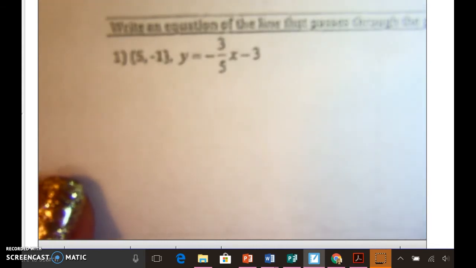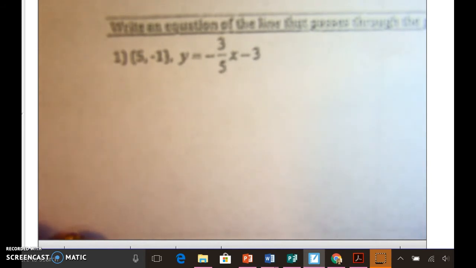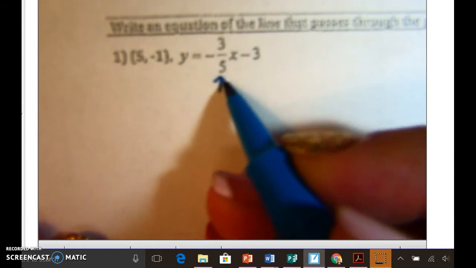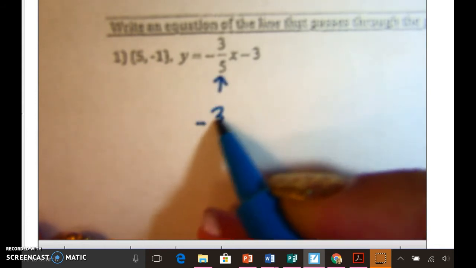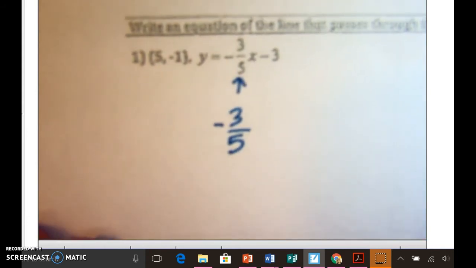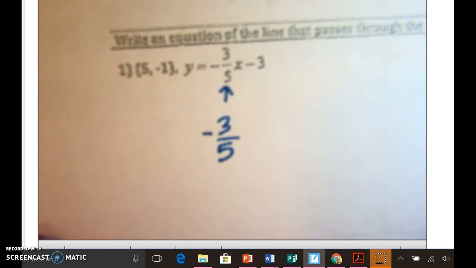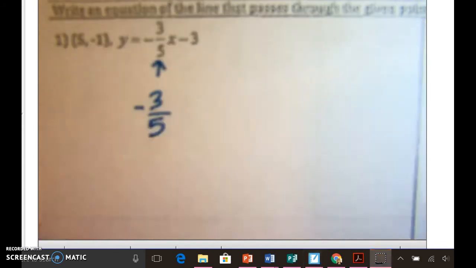Okay, if you remember, a parallel line has the same slope. So the slope of the line I'm writing the equation for is going to be the same as this. It's going to be negative 3/5. To find the equation, I need to use point slope form.